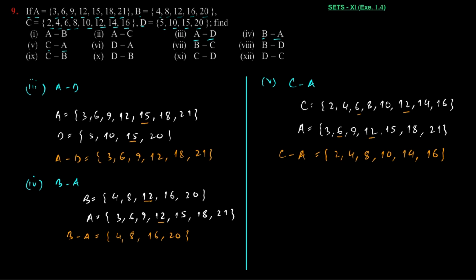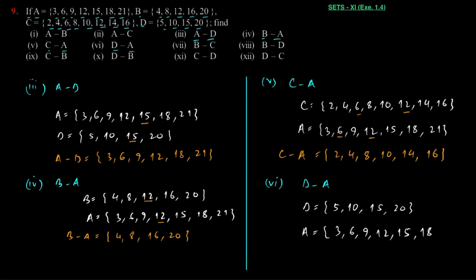Part number next. What is D minus A? So what is set D? It is having elements as 5, 10, 15, and 20, first 4 multiples of 5. And set A is having elements, as we know, 3, 6, 9, 12, 15, 18, and 21. Then what is D minus A?